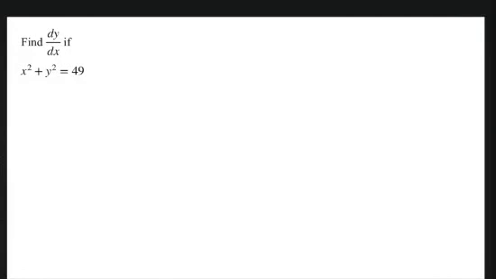The big rule to remember for this entire video is whenever you differentiate a y term with respect to x, you need to multiply by dy/dx. That's the key idea behind implicit differentiation. Let's go problem by problem, and we'll go more in depth about what that really means.